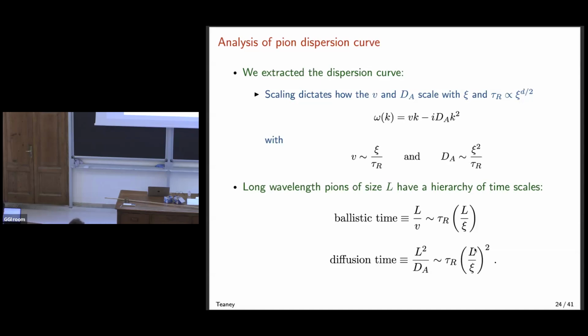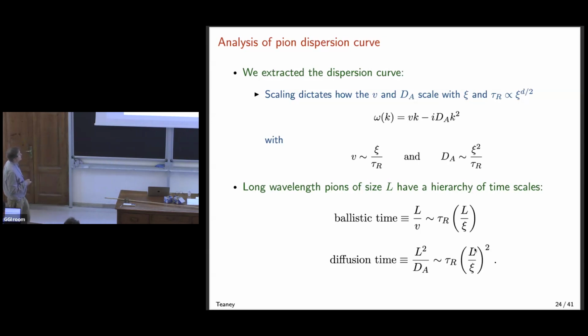So what you get from the critical theory is some sort of non-trivial predictions for how the parameters of the hydrodynamic theory depend on how you approach TC. Okay, so if you have a pion which has a long wavelength L, much larger than the correlation length, then there's going to be a hierarchy of scales.